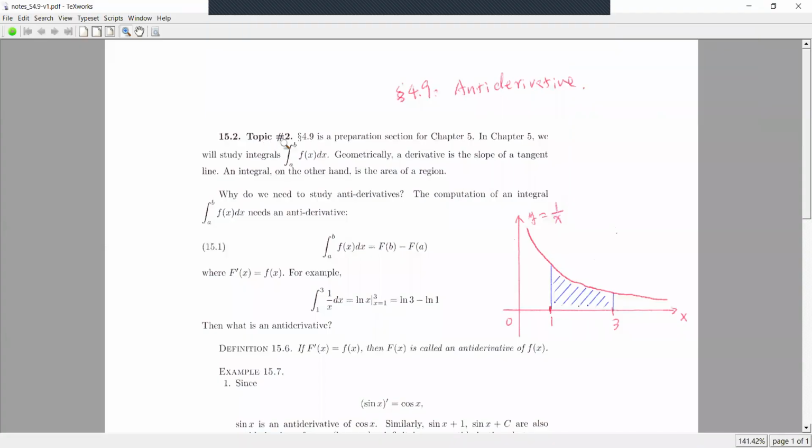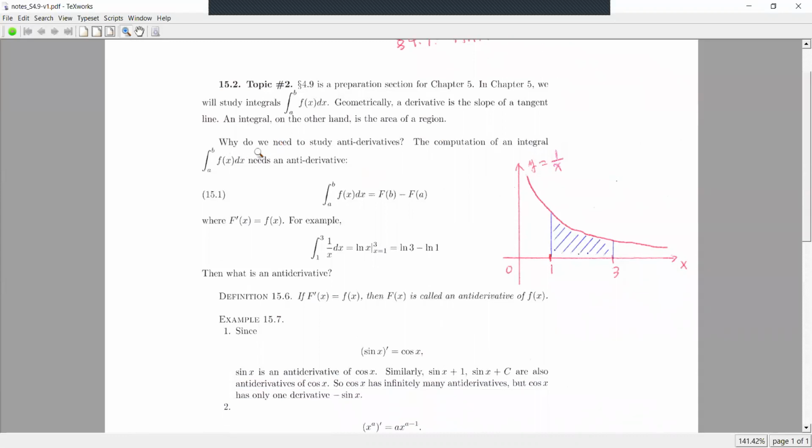Topic number 2 today. This topic is about section 4.9, antiderivatives. 4.9 is a preparation section for chapter 5. In chapter 5, we will study integrals. Geometrically, a derivative is the slope of a tangent line. An integral, on the other hand, is the area of a region.